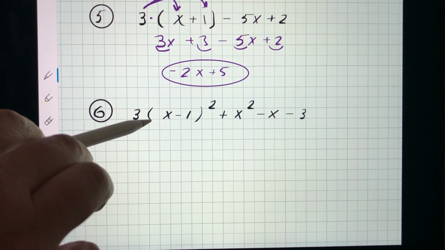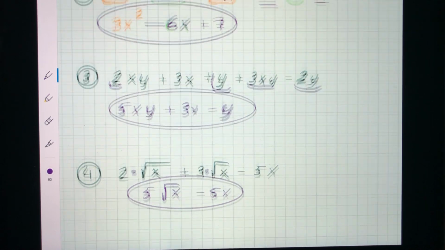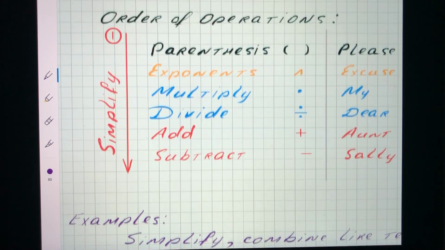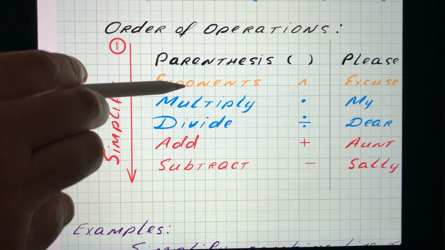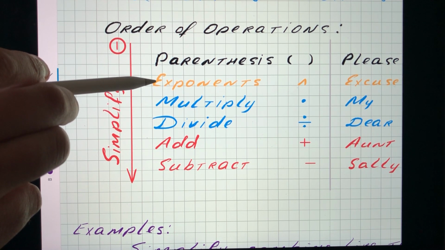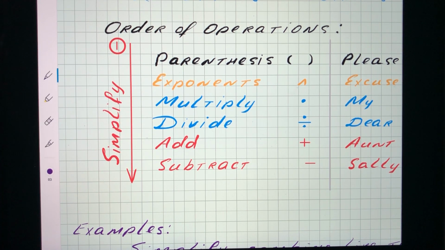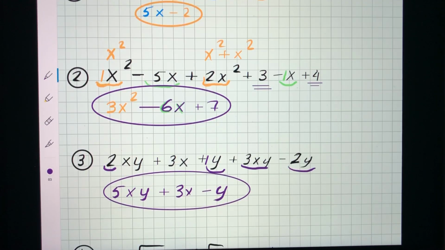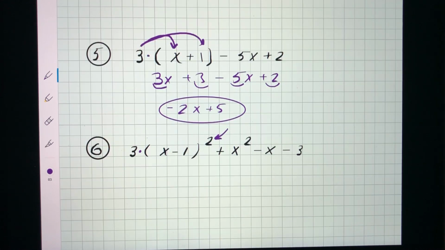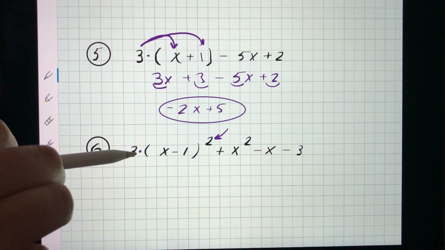Now, if we notice in this example, we have two things. We have a multiplication and we have exponents. Following our order of operations, we do exponents before we do multiplication. And that's a very important point. So all of the exponents have to be cleared before we get to multiplication. So in our example number 6, this squaring has to be done before we multiply by 3.